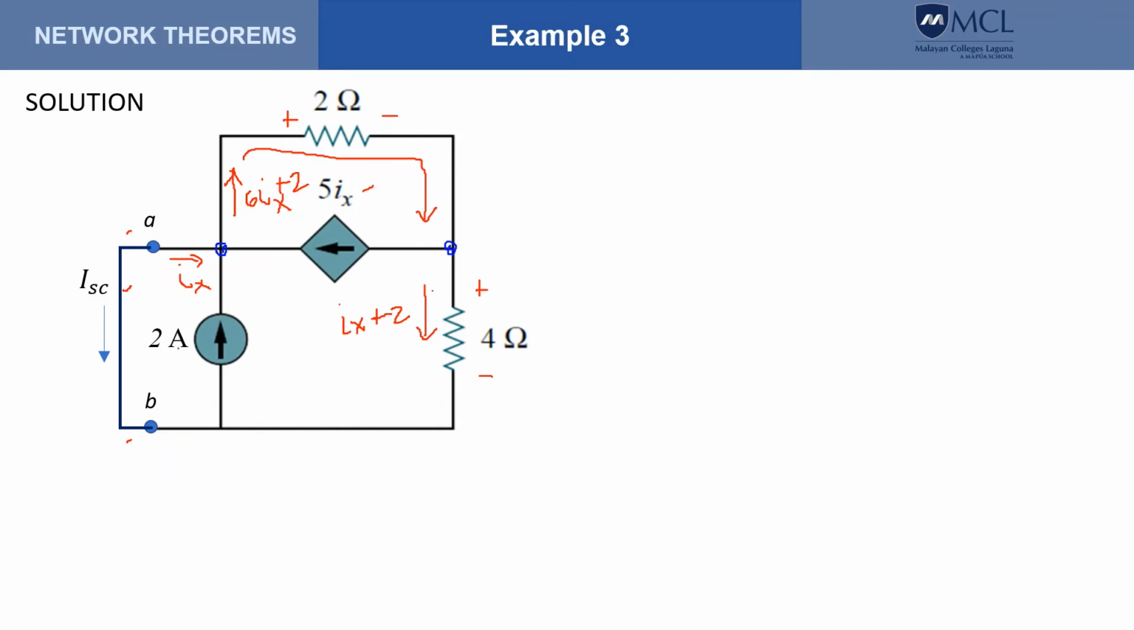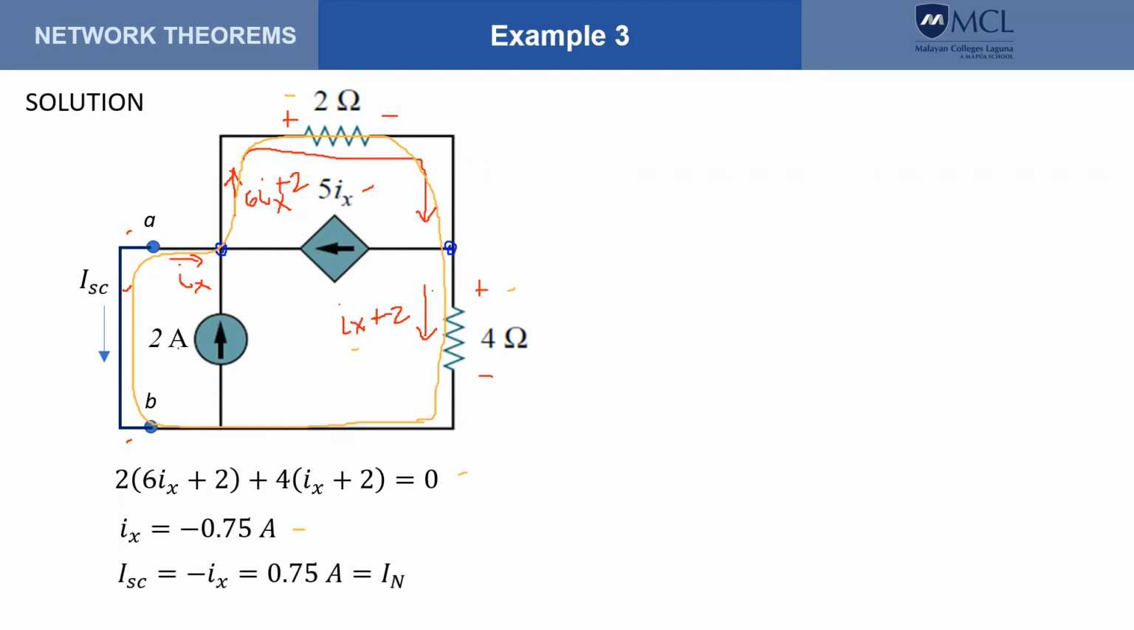We can determine I sub x by writing a KVL equation around this loop. So this loop does not contain a current source, and that should give us this equation. Starting at the 2 ohms, that would be plus 2 times the current, which is 6Ix plus 2, plus 4 times the quantity I sub x plus 2 equals 0. And from this equation, we can extract I sub x, and that should give us this answer.